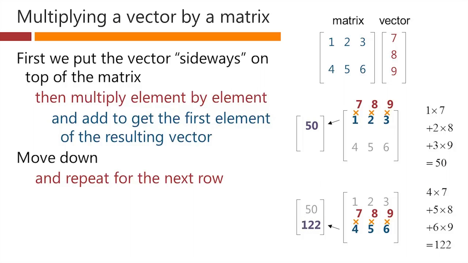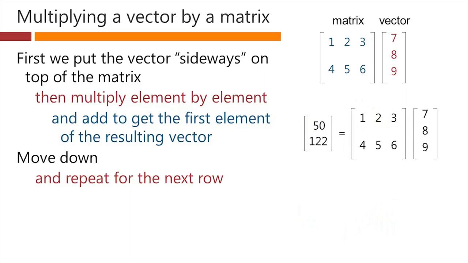So we have two rows in this vector which matches the two rows in the matrix. So here's our result, just in shorter form, the 50 and the 122 here as the result of multiplying this vector by this matrix.